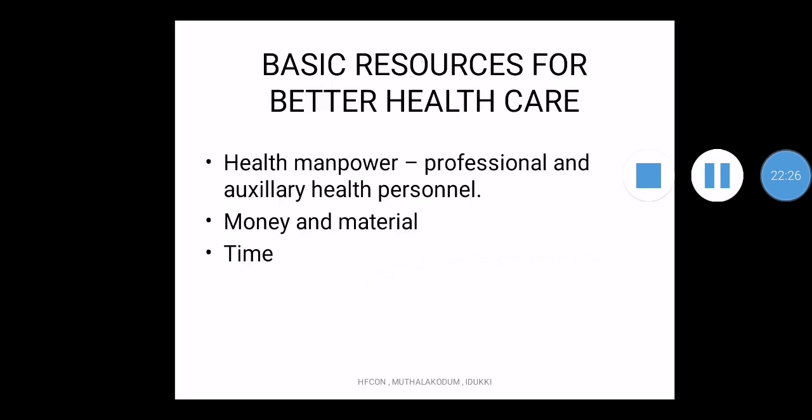So now let us see the basic resources for better health care. In order to have better health care, what basic resources should we have? The 3 things we really need are health manpower, money and material, and time. Health manpower includes the professional and auxiliary health personnel, the various professional bodies, like doctors and nurses, who all work in the health sector. Still, we have a lack of resources in health manpower.